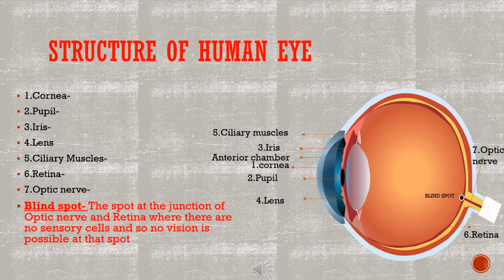So it is a point, a dark point, the blind spot, where there are no sensory cells at all. The blind spot is a point where there are no sensory cells among the nerve cells. That is the junction of the optic nerve and retina.